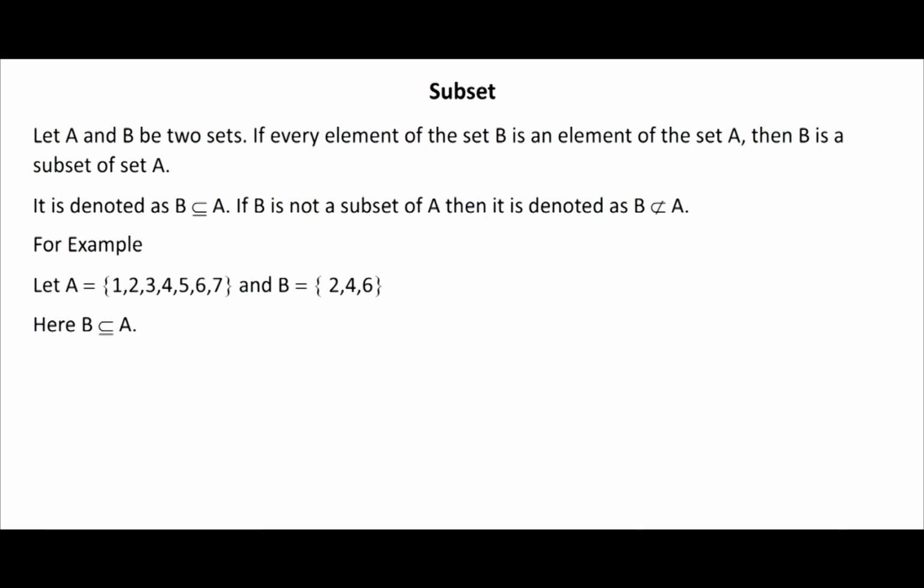Look at the next example. Let set C contain 1, 3, 5, 7 and set D contain 1, 2, 3, 4 and 5. The element 7 belongs to set C but does not belong to set D. Therefore, C is not a subset of D. We can say that C is not completely contained in D.